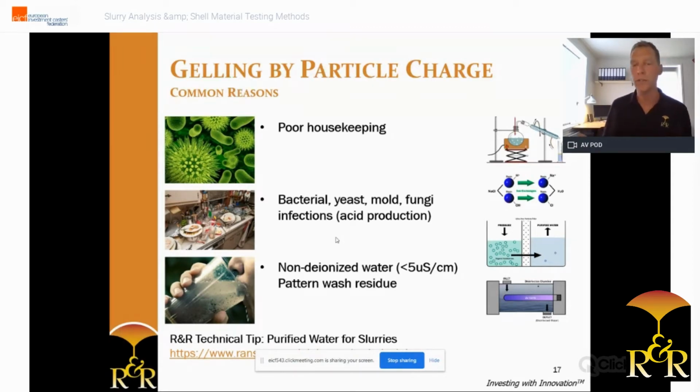We all know that we need to use deionized water in the shell room to prevent the introduction of unwanted ions. Therefore, I think it's very recommendable to check your deionized water regularly on its conductivity, and it can be done quite easily with meters like these. The maximum conductivity of deionized water should be 5 microsiemens, and to prevent growth of microorganisms in your deionized water, I recommend to store your water in opaque containers.